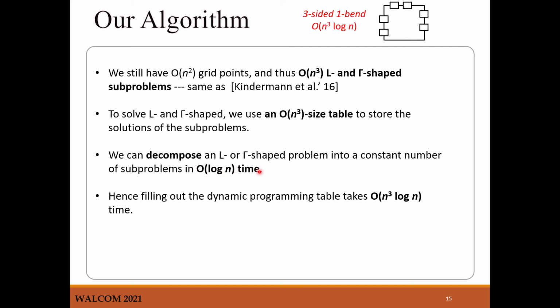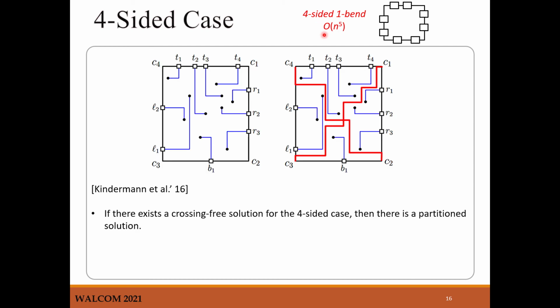So that means to fill out all the entries of this table, we need order n cubed log n time. We still need some preprocessing for the two-sided subproblems, as we have seen in the previous case analysis, but altogether that also takes n cubed log n time, and we get an algorithm with running time n cubed log n. Now let's take a look at the four-sided case.